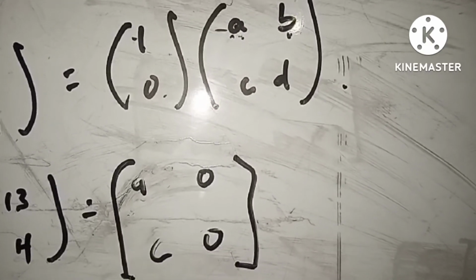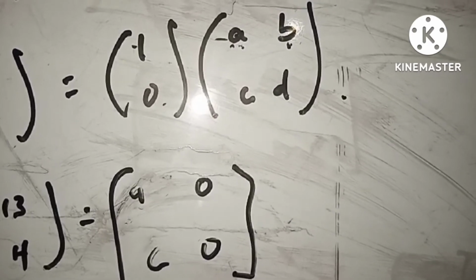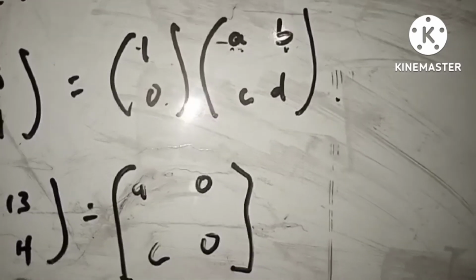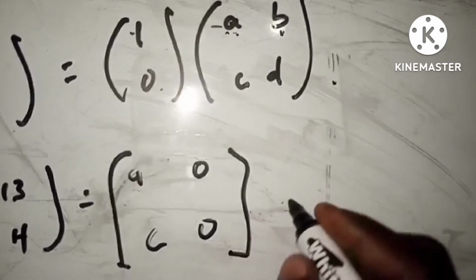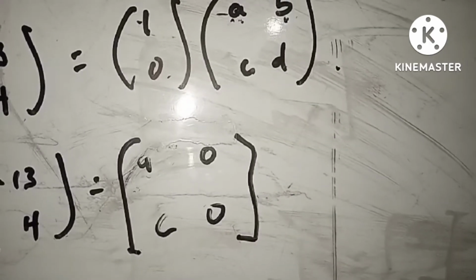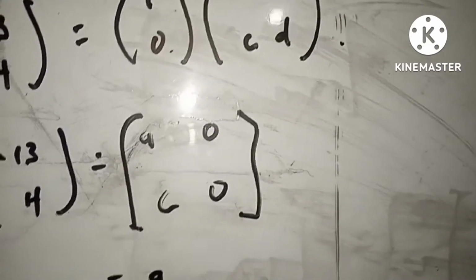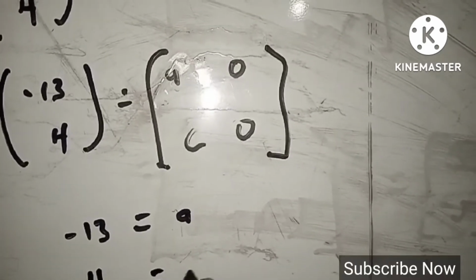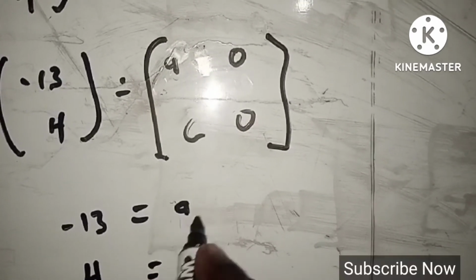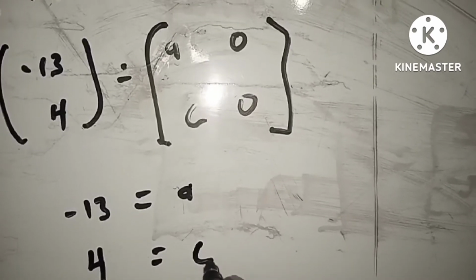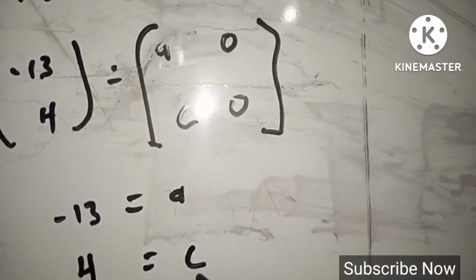Okay, now here if you proceed, you are going to have something that is equal to 13. Straightforward, negative 13 will be equal to A. All right. And then we had 4 should be equal to 6, meaning that A is equal to negative 13, then C is equal to 4.